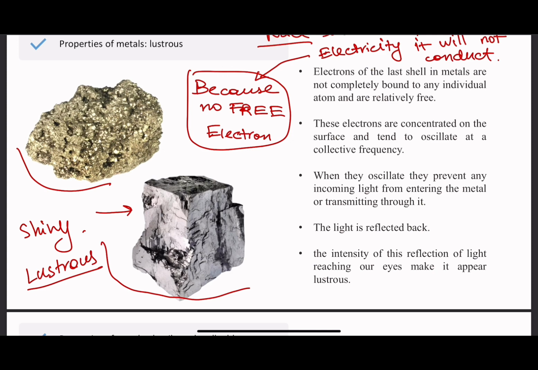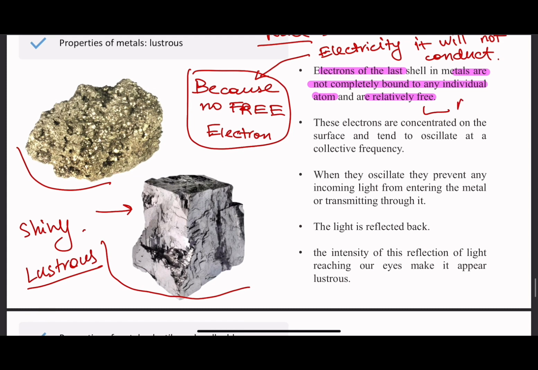So, electrons of the last shell in metals are not completely bound to any individual atom, they are relatively free. I told you, we have free electrons. That's why we conduct heat and electricity. These electrons are concentrated on the surface and tend to oscillate at a collective frequency. Oscillation means that they just move around freely.